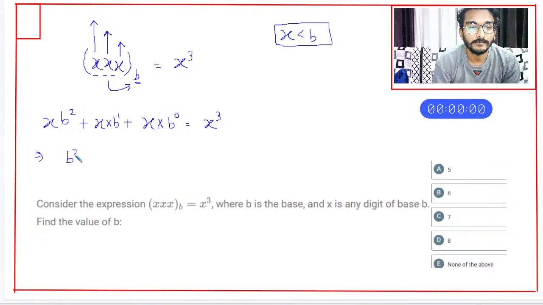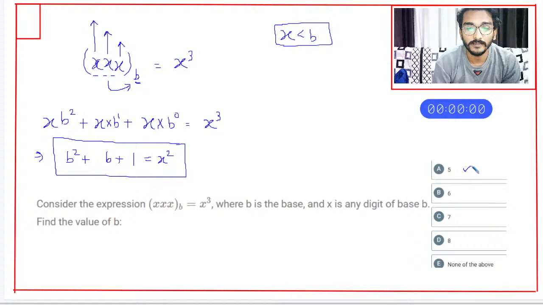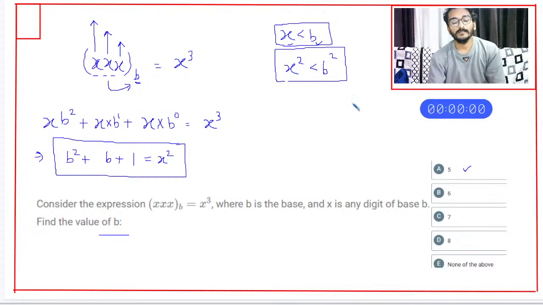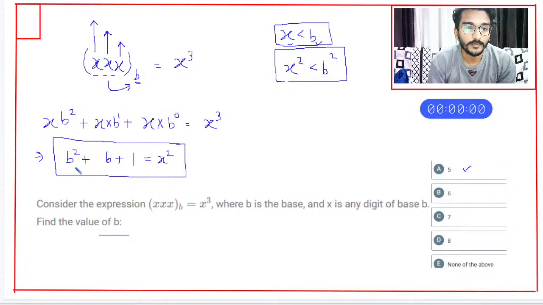X can be eliminated. We arrive at this particular stage. Now, which condition fulfills? What is the value of b: 5, 6, 7, or 8? As we can see, b is greater than x. That implies x square is less than b square, because it's a positive number, we can say this. Positive or negative doesn't really matter because we are squaring also. So b square is greater than x square. When b square is already greater than x square and you are adding some more things, it can never be equal.